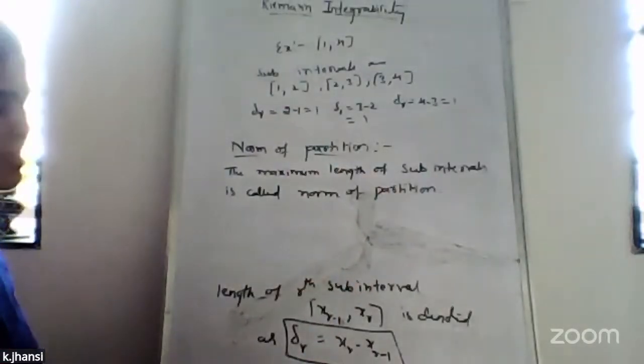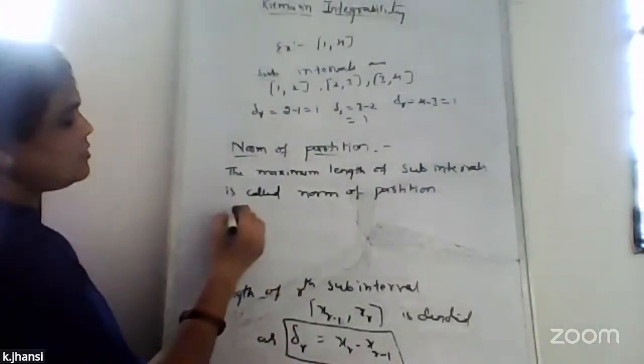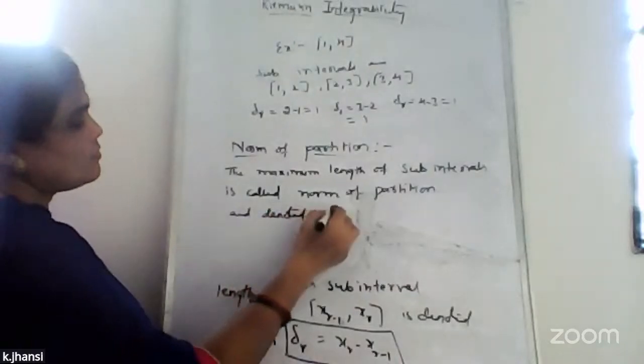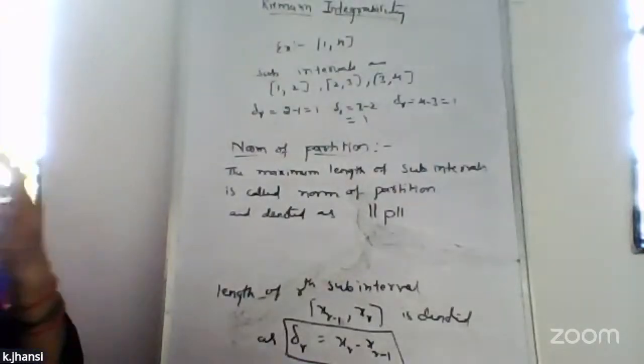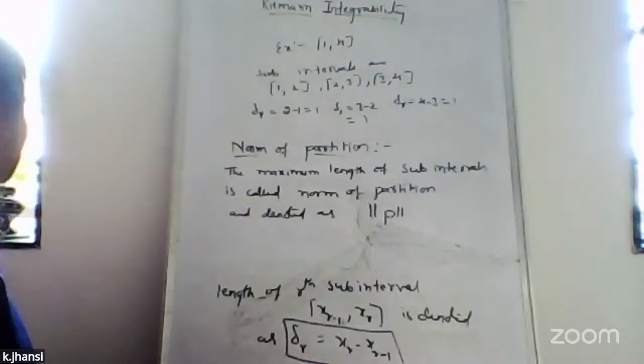It is denoted like this, with two lines around P. So it is called the norm of partition P. For this you can see one example.